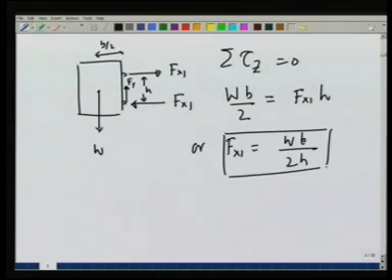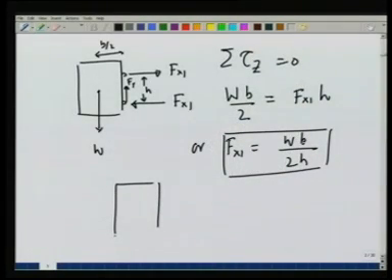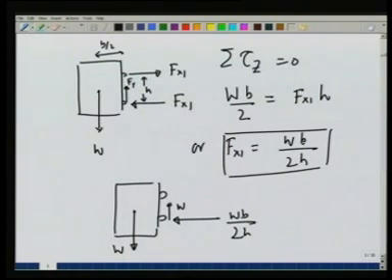So, the forces acting on the gate are W, W, this way W times b over 2h, and this way W times b over 2h. These are the net forces acting on the gate.